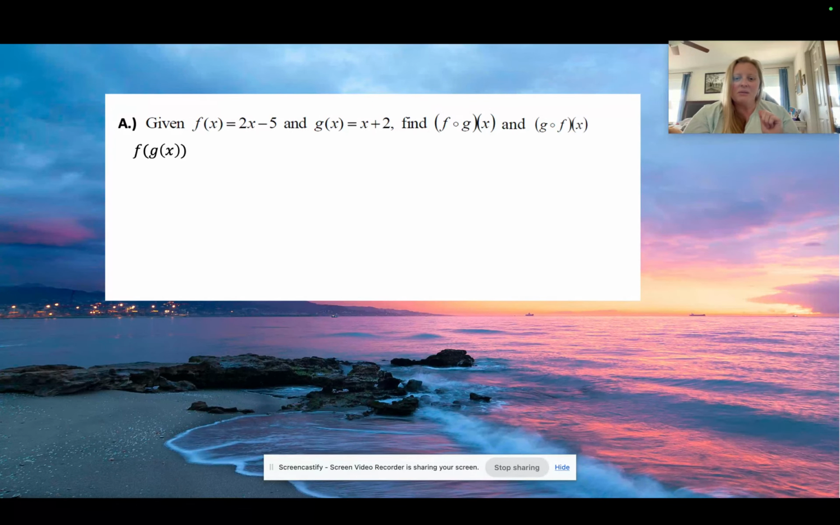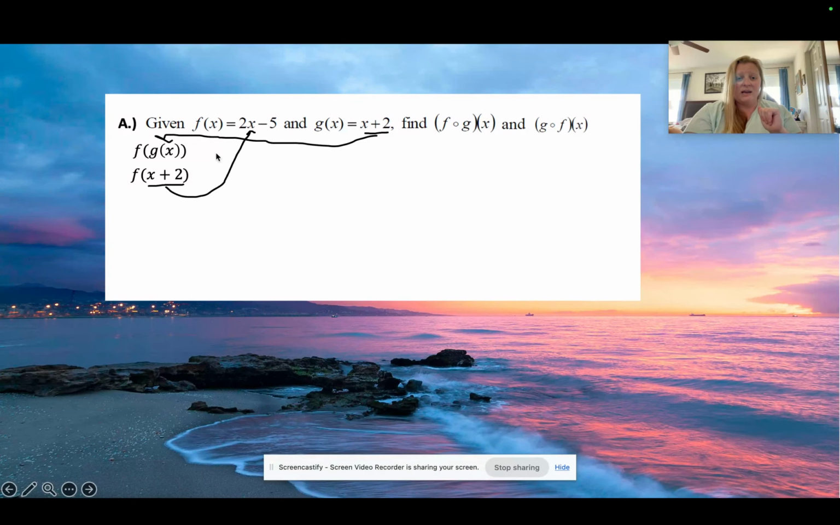So the first thing I recommend is that you rewrite it like this. So we're going to get F of G of X first, and we're going to write it just like this. And then we always look in the innermost parentheses. So I can see that G of X is inside. I want to replace that with the G formula. So keeping my f, keeping my parenthesis, but no longer will I write g of x. Instead, I'll write x plus 2.